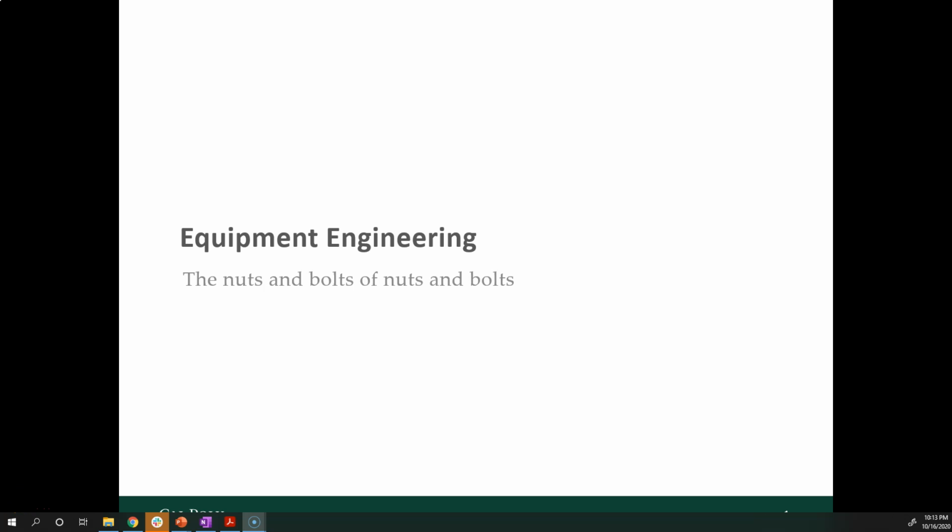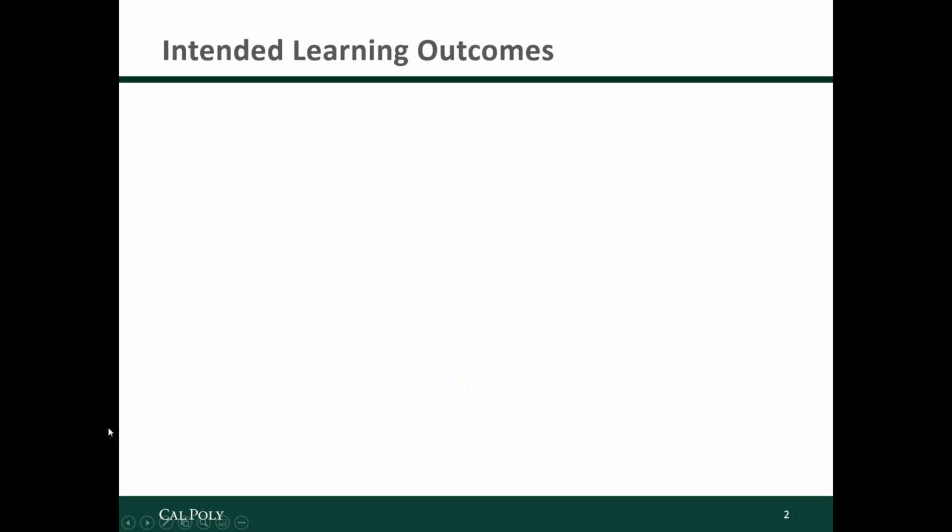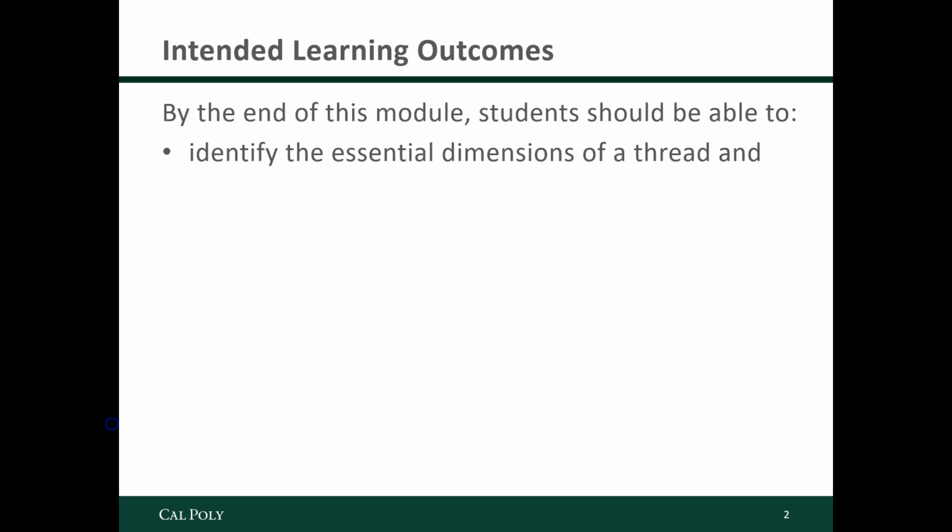An introduction to nuts and bolts. What I want you to get out of the module, so this preparation and the assignment as well, I want you to be able to identify the essential dimensions of a thread and read a thread designation. Like quarter 20, what does that mean?